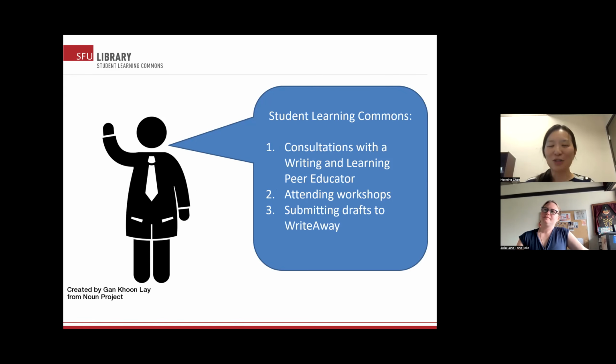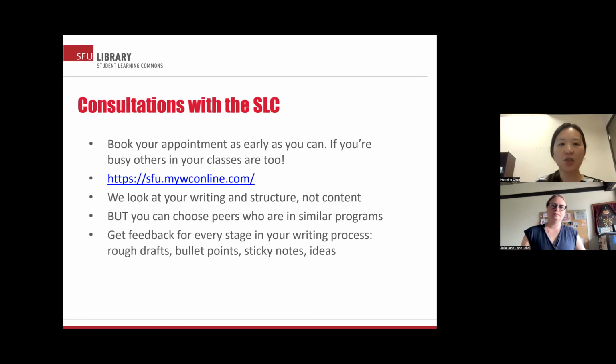Your professors and your TA may be really, really busy though. Like they can't really sit down with you for an hour to go over your paper. So here's where we come in at the Student Learning Commons. You have the option of booking an appointment with a writing and learning peer. You have the option of attending one of these workshops, just like this one, where you find more tips, or you can also submit drafts to Right Away. So I'll just quickly go over all of these.